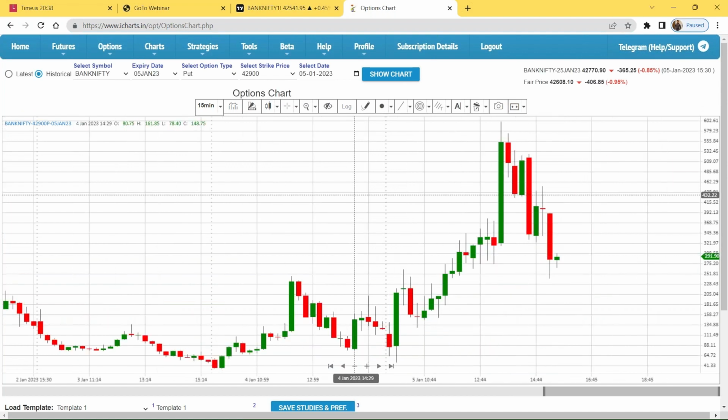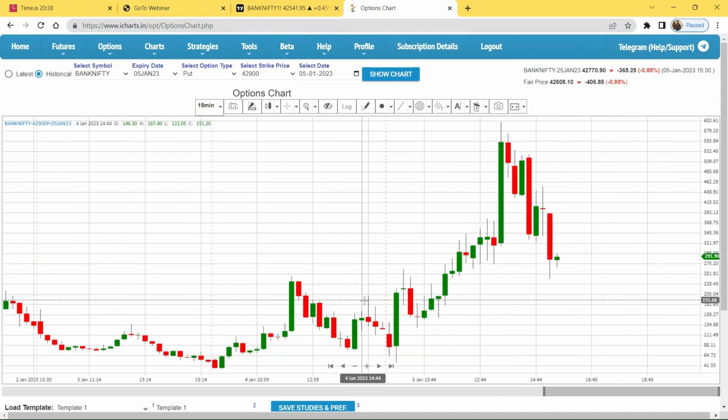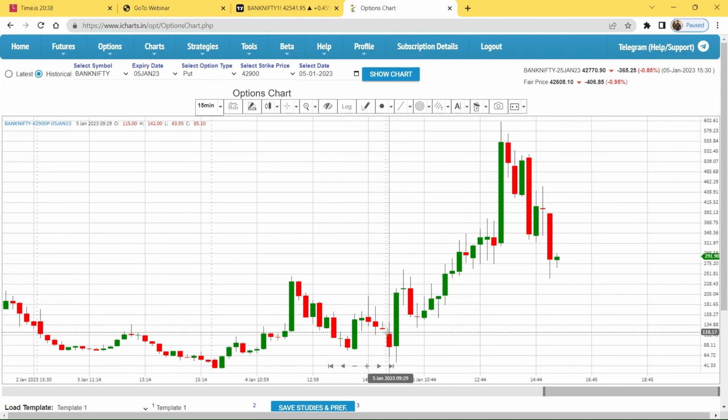Okay, this is 5th January. The second candle, we have to buy at the high of the second candle. So this is the second candle, 9:31. We will buy at the high of this candle. The high of this candle is 220, so we will place our buying orders at 221.